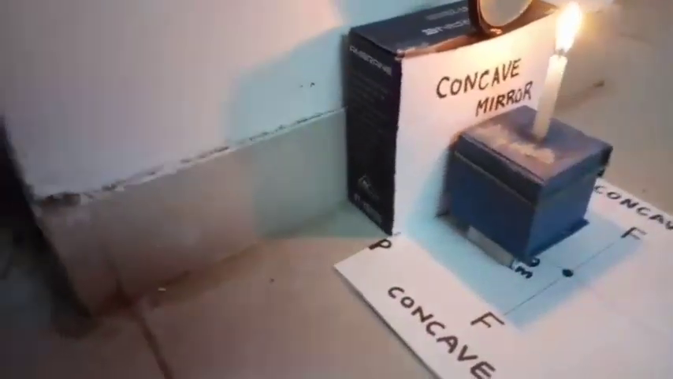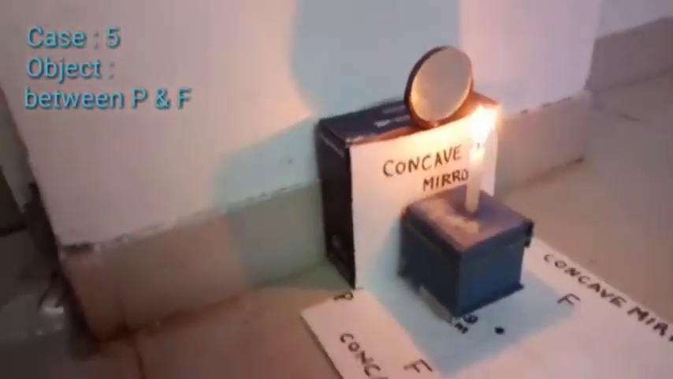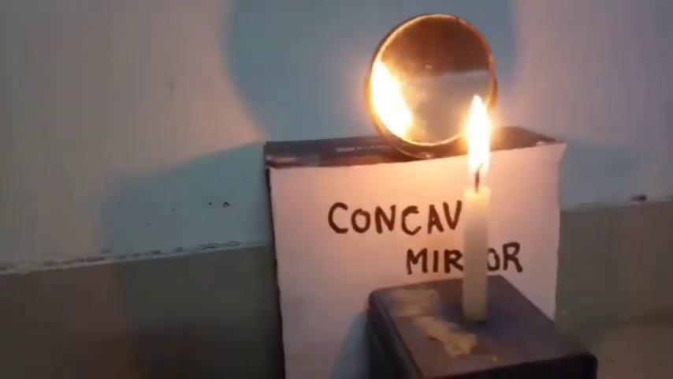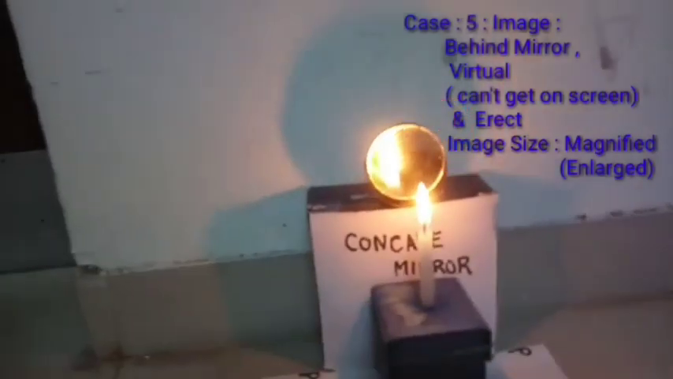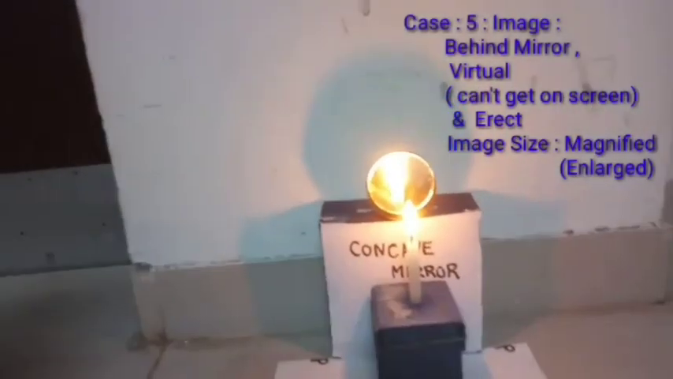Now another last case, we are taking the object between pole and the F, focus. So here there is another practical demonstration. You can see the image is formed behind the mirror, virtual, erect, and enlarged. Here I have another video clip in which you can see this demonstration.